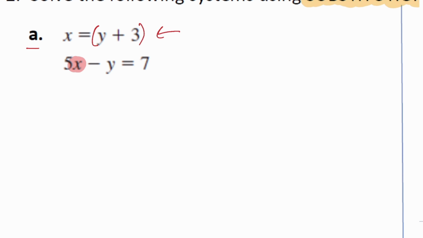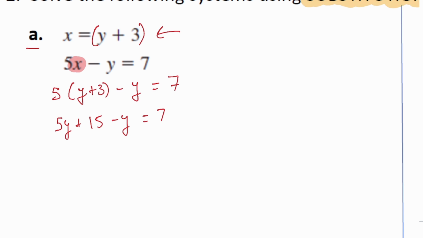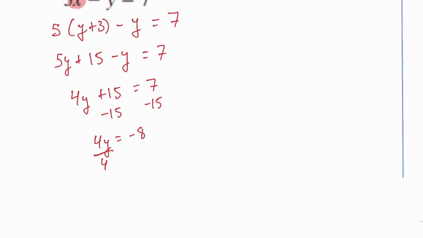So I'm going to do that. So I'm going to have 5 times this y plus 3 minus y is equal to 7. And now I can solve for y. I'm going to distribute the 5 and get 5y plus 15 minus y is equal to 7. And combine like terms, 5y and minus y becomes 4y. Plus 15 is equal to 7. If I subtract 15 from both sides, then I'm going to get 4y is equal to negative 8. And then finally, if I divide by 4, then I'm going to get y is equal to negative 2.